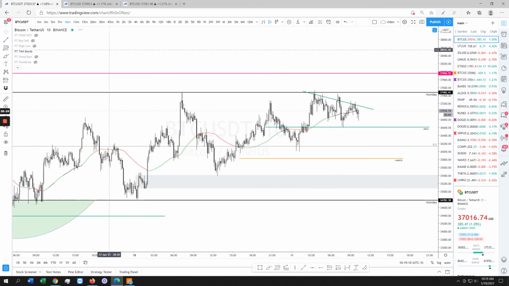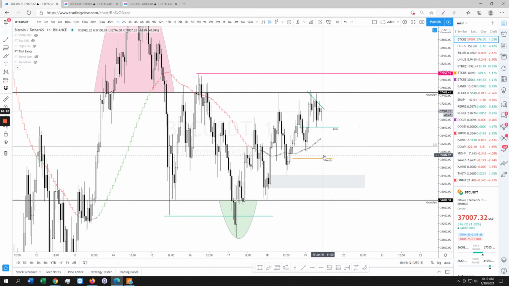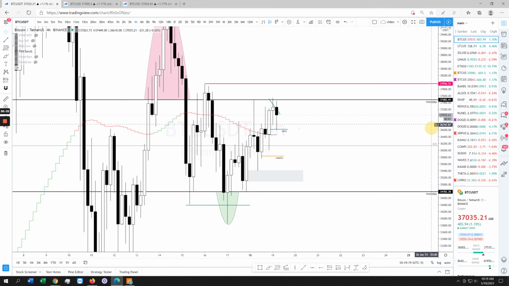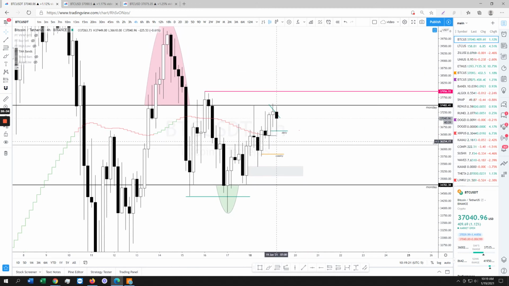One hour, above or below? Oh yeah, we're still above it. It's fine. 4 hour, we're below it or above it? Oh, we finally got above the 4 hour TMA band. See how beautiful this is? That we actually swept that low, closed above it. Now we went and swept that low. Yeah, I mean, everything looks pretty peachy, guys.